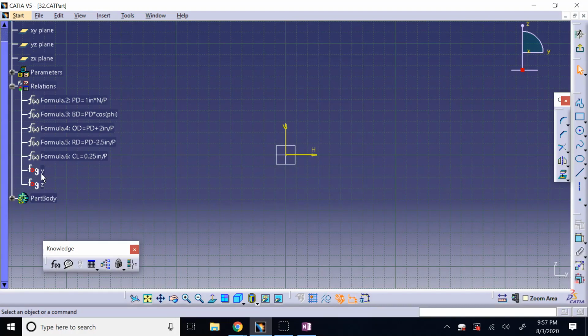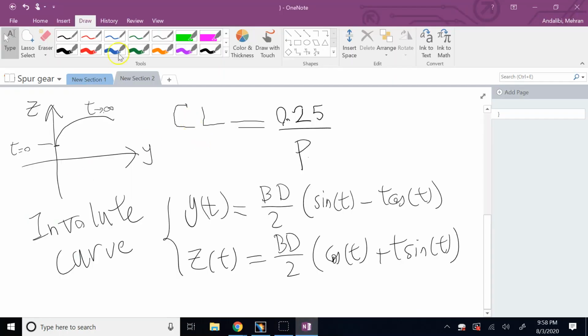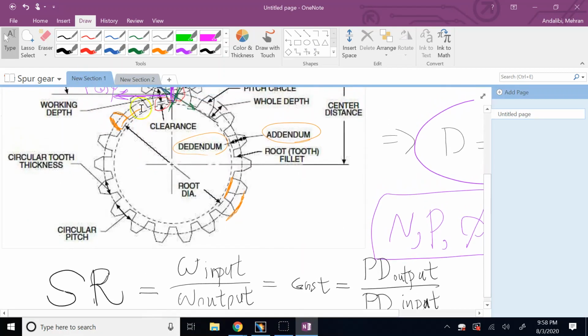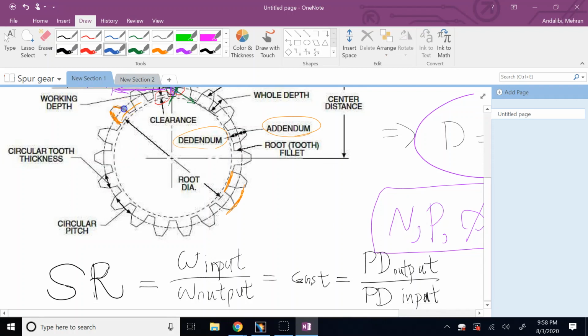Now, there is one more parameter that we have to create. It is the tangent of phi, the tangent of the pressure angle. We need that later, as the involute curve intersects the pit circle when t is tangent of phi. Okay, so if you go here, you see the involute curve, right? It intersects the pit circle here.